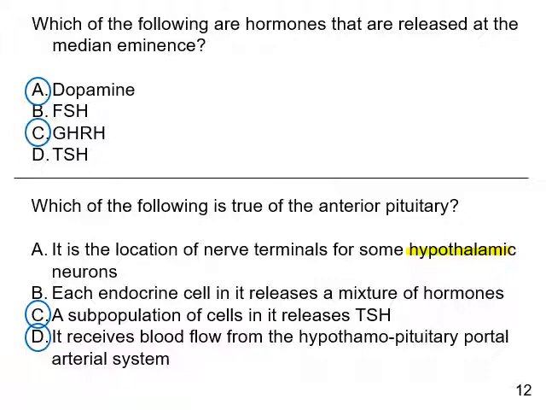Each endocrine cell in it releases a mixture of hormones is a dead wrong statement. Each endocrine cell in it releases a specific hormone. The population of cells releases a mixture of hormones, but each cell releases a specific hormone and has the receptors for a specific stimulating or releasing hormone.